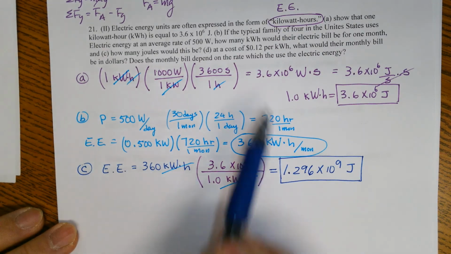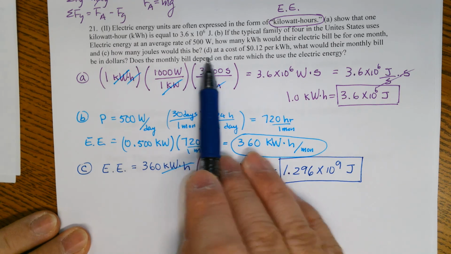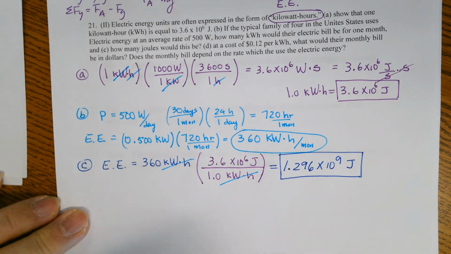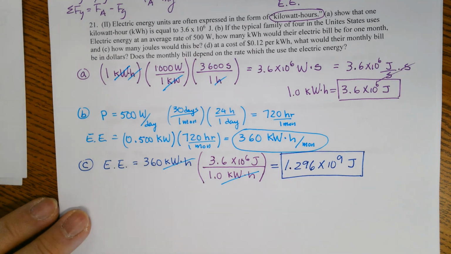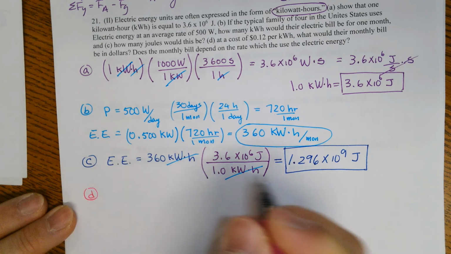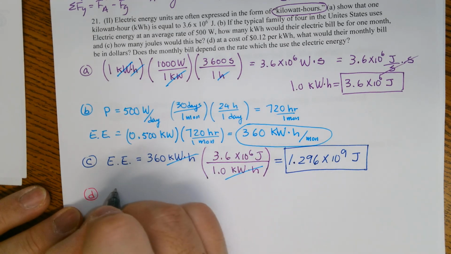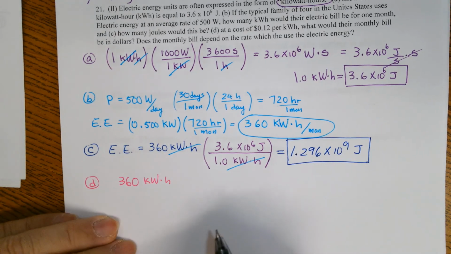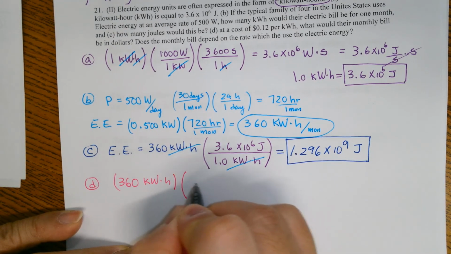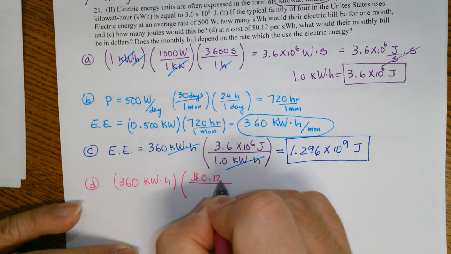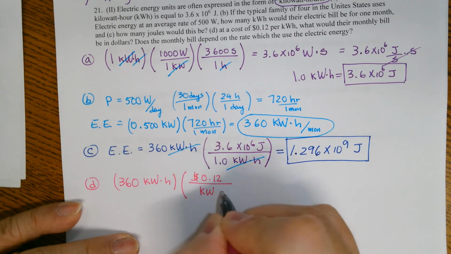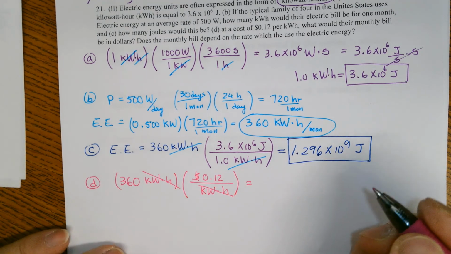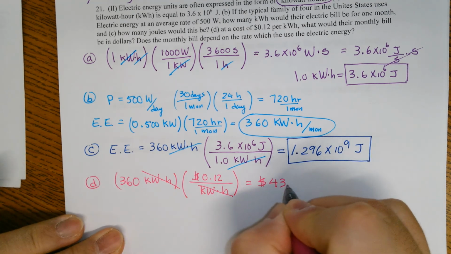So let's figure out what's going on as far as part D is concerned. At a cost of 12 cents per kilowatt hour, what will their monthly bill be in dollars? All right. Well, let's figure that out. What would their monthly bill be? So for part D, since they're using only 360 kilowatt hours, and it is 12 cents per kilowatt hour, the kilowatt hours cancel out, giving you $43.20.